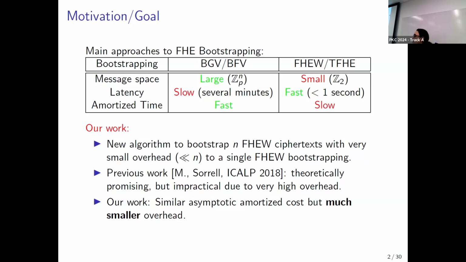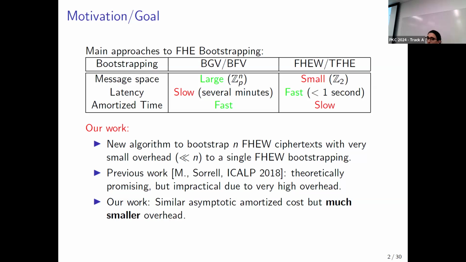The interesting thing about this FHE world is that we have different trade-offs for these different families. If we look at latency, for example, FHEW/TFHE is much faster. We had a first work which claimed to do bootstrapping in less than a second, and this was optimized to less than 0.1 second. BGV/BFV is much slower. But if you look at amortized time, the situation is reversed, where because the message space for BGV/BFV is much larger, we have an amortized cost which is much smaller than for FHEW/TFHE.